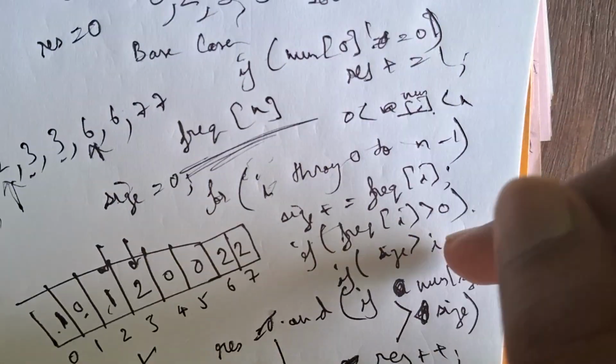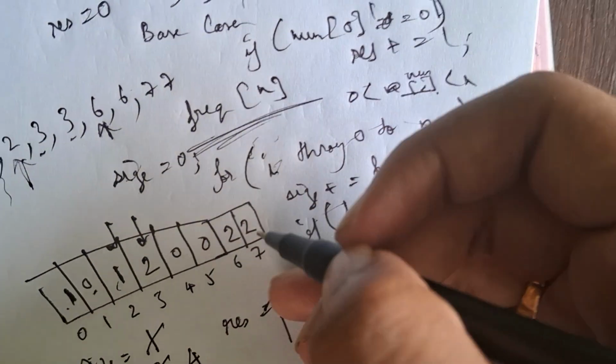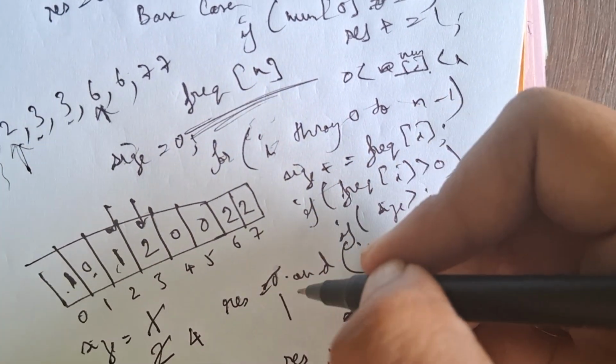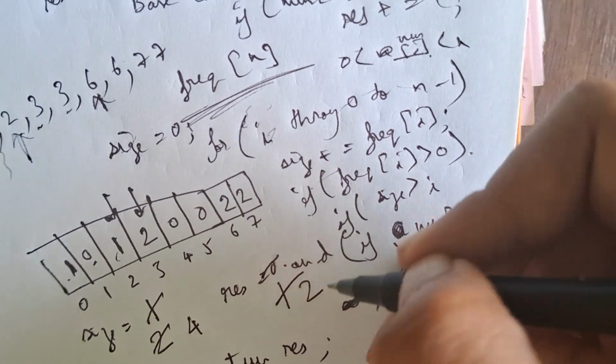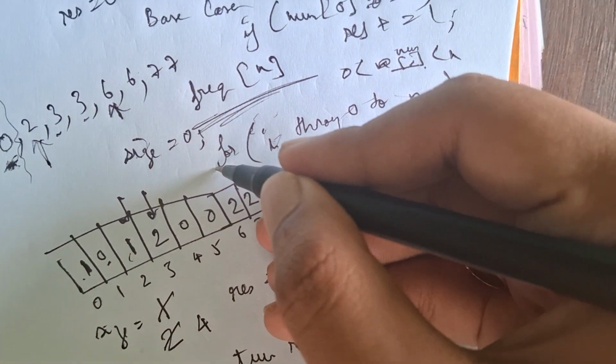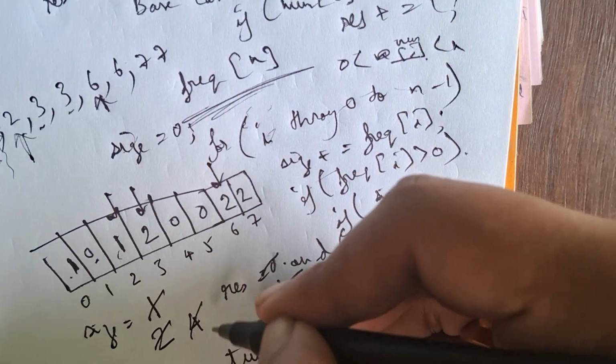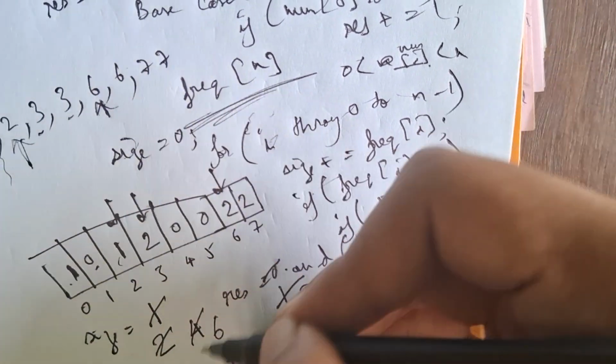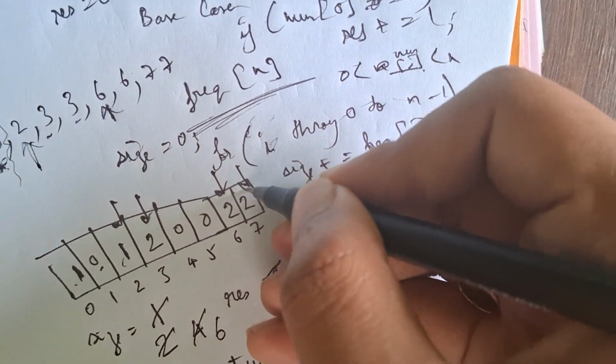I hope that was clear. So for this also it satisfies, so result plus plus, that is 2. Now we are going to shift directly to 6. So 4 plus 2 is 6, and 6 and 6 are equal, so we don't need to consider this. Now we're going to shift to 7.